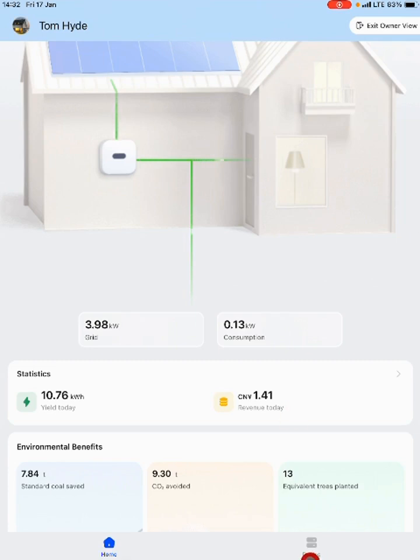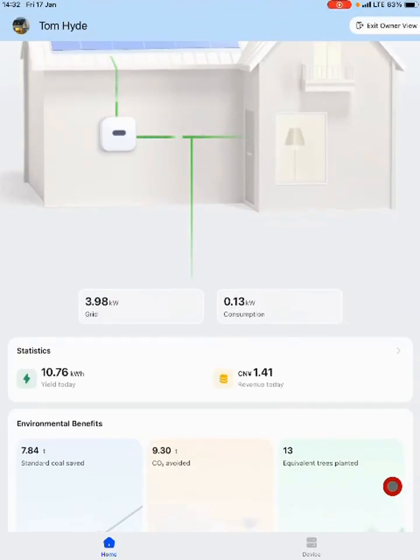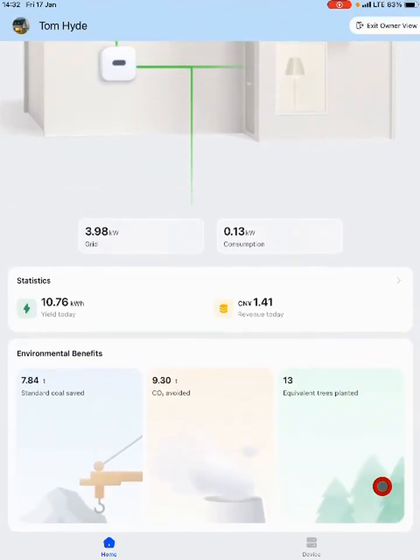You'll also note that underneath we have our environmental benefits. These are a bonus, an add-on. So we can see that this system, since it has been installed, note, this is not for the day, this is since it has been installed, is 7.84 tonnes of coal have been saved at the power station. 9.3 tonnes of CO2 has been reduced into the atmosphere, and therefore the algorithm calculates that that means he has planted the equivalent of 13 trees. Very commendable.